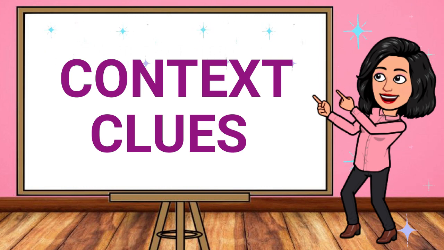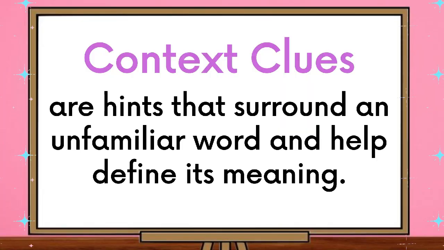What are context clues? Context clues are hints that surround an unfamiliar word and help define its meaning. Because most of your vocabulary is gained through reading, it is important that you be able to recognize and take advantage of context clues. Context clues are bits of information from the text that, when combined with prior knowledge, allow you to decide the meaning of unknown words in the story you are reading.